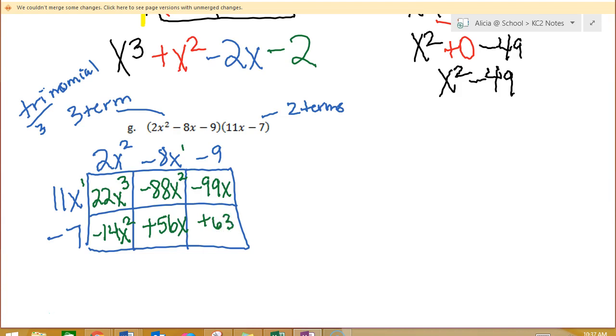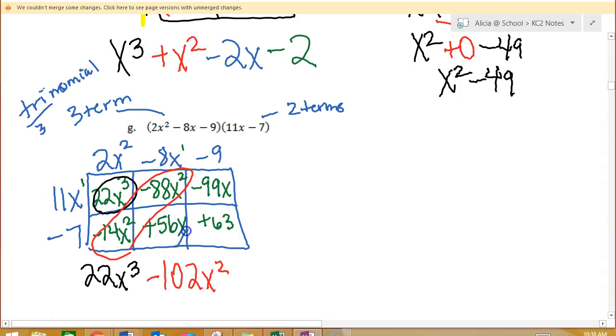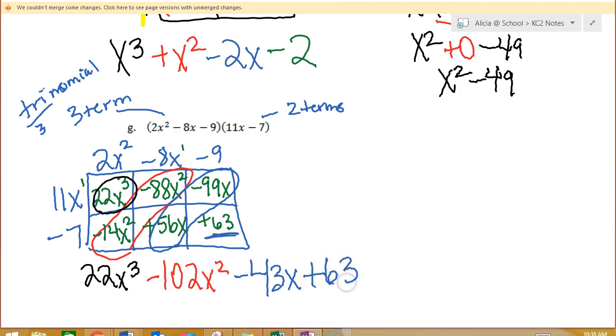So looking at all my terms here, I have a positive 22x cubed. It's the only cube that I have. Combining my other like terms, I see my x squareds there are on my diagonal. So negative 14 and a negative 88 is a negative 102. Do not change that variable. It is just an x squared. The last terms here, I see a negative 99x and a positive 56x. Those are also like terms. So when I combine a negative 99 and a positive 56, that is a negative 43x. And then my last term there is my positive 63. No other like terms. So that is my final answer. Remember, list like terms in order by highest degree to lowest degree and alphabetically. And now you can go ahead and work on activity 2B.2.